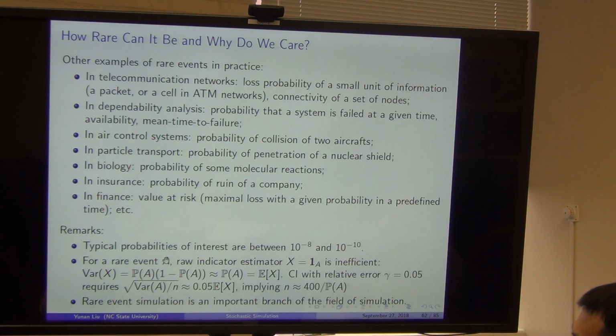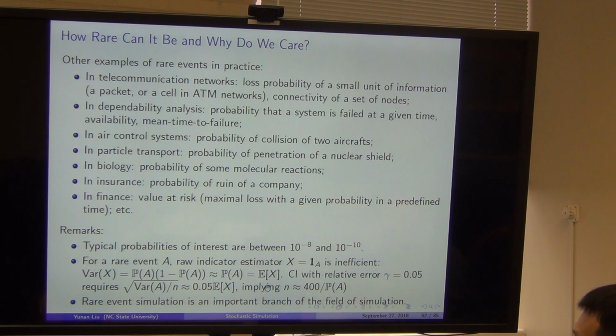Consider a rare event A. The raw or crude Monte Carlo estimator is the indicator. It is inefficient. Why? Look at the variance, right? This is a Bernoulli random variable. Its variance is equal to p times 1 minus p. But 1 minus p is so close to 1, so it's nearly p, because p is so small. So the variance is very close to its mean, right? The mean is P(A).